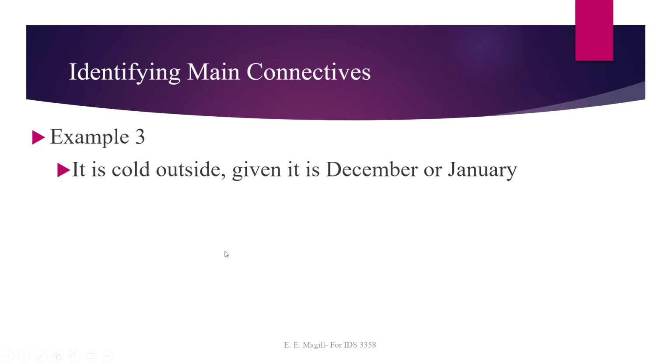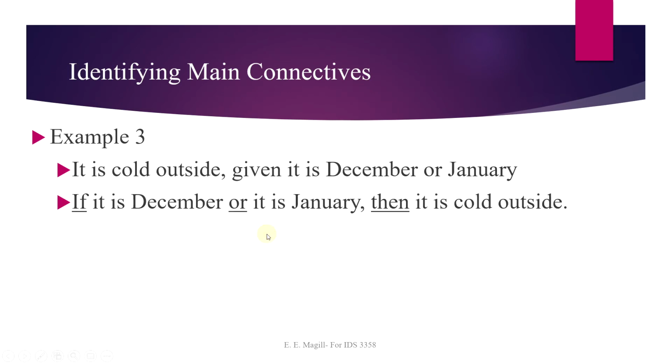So here's another example. It's cold outside, given it is December or January. We know that given is a natural English expression that we could interpret as if, right? So that's how we're going to interpret this. So the part of the sentence that follows the if, it is December or January, is going to be our antecedent in the material conditional. So it's going to come first in our paraphrase, which is if it is December or it is January, of course, making sure we have complete sentences, then it is cold outside.